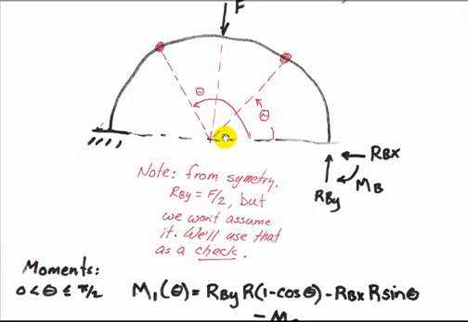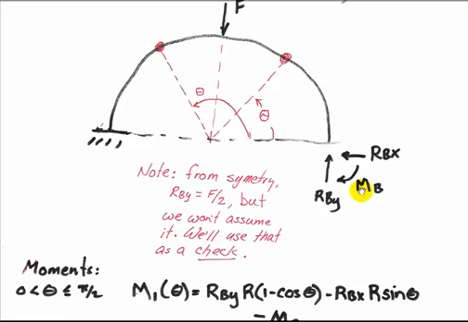We'll see that shortly. And so my moments in the region between theta equals 0 and theta equals pi over 2, I'm going to call that M1 of theta, moment in region 1, is the vertical load times an R times (1 minus cosine of theta). The moment arm would be this horizontal moment arm right here outside the triangle. And I'm going to call that one a positive moment. RBX is going to create a negative moment, and that moment arm would be R times the sine of theta, this vertical distance right here, RBX times R sine of theta, with a negative sign.